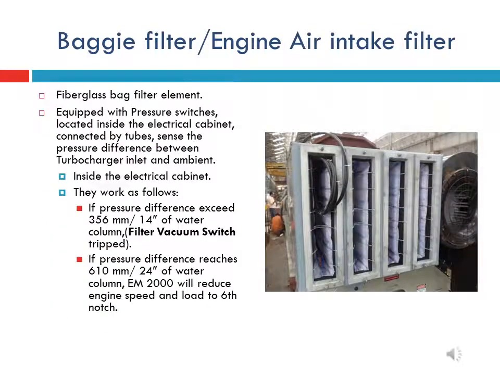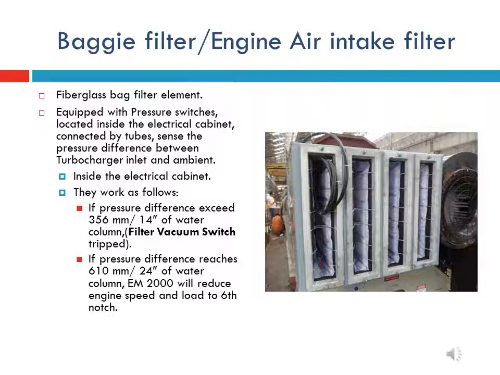Baggy type filter or engine air intake filter. The baggy type filter is one of the most important components of the air system of the HHP locomotive. This baggy type filter is provided at the blower side of the turbo supercharger and it allows filtered air to the engine combustion chamber. This filter is usually replaced after 90 days, but on a condition basis, it may be replaced earlier also. In some diesel sheds, it is replaced after 30 days.